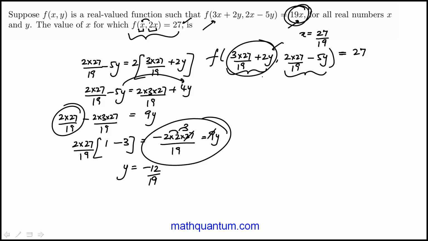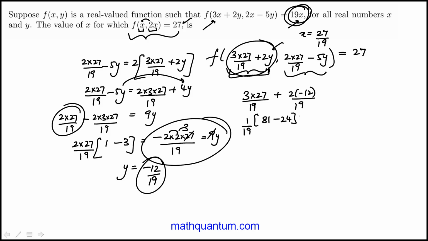Now if I plug in y equal to minus 12 over 19, I'll know what this entire value is. So that would be 27 over 19 plus 2 times minus 12 over 19. So factor out 19, 81 minus 24, which is 57 over 19, and you'll see 19 times 3 is 57. So what I have here is 3, and we know that we'll get a 6 here. Why? Because that was the condition that I applied here.